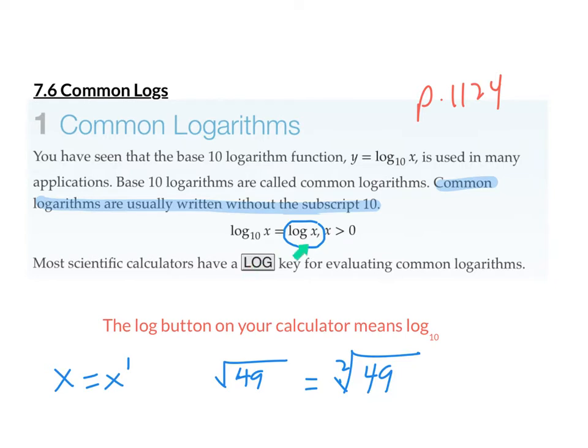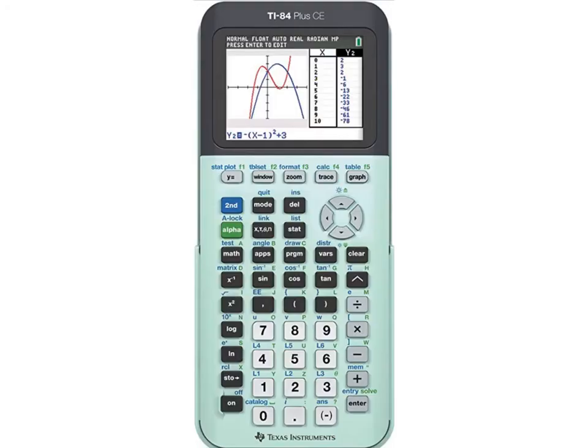We just don't write the 10 since our whole number system is base 10. The log button on your calculator means log base 10. And so here's an example of what your calculator would look like. So that's the log button. If you press that button, it means log base 10.